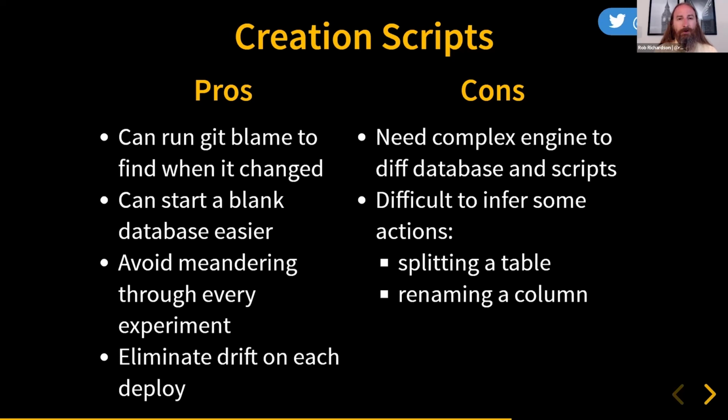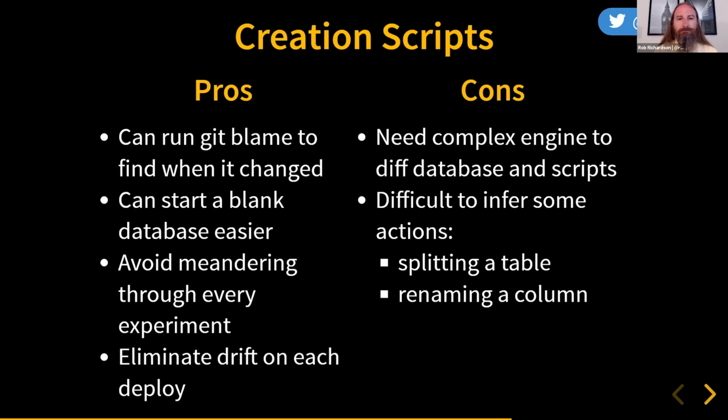Because it's inferring the way to get from here to there, it may not be able to handle some of the more complex things. Let's imagine that we need to rename a column. Well, if we're inferring the distance between here and there, we're not going to be able to infer that that column was renamed. Instead, we're probably going to drop the existing column and create a brand new column, which loses the data. Or if we're splitting a column, splitting a table, or combining a table, we'll have difficulty inferring that path.